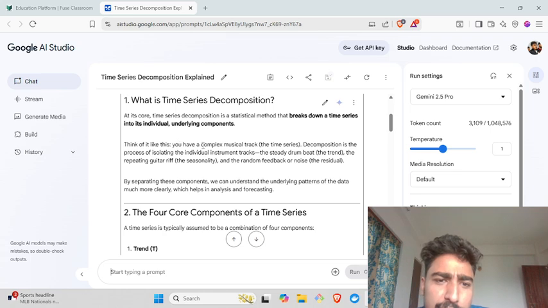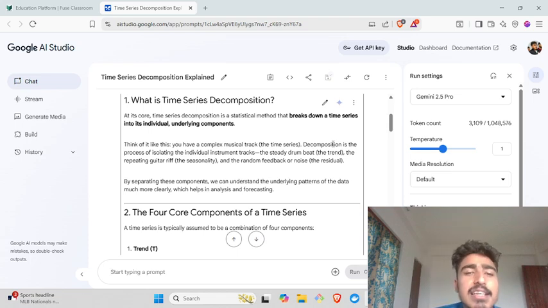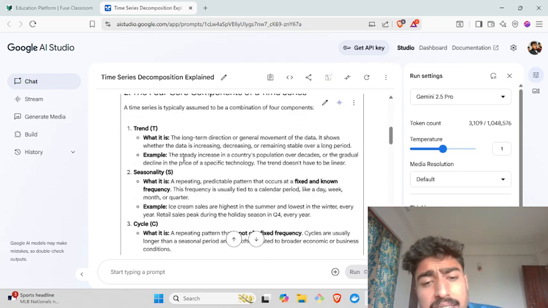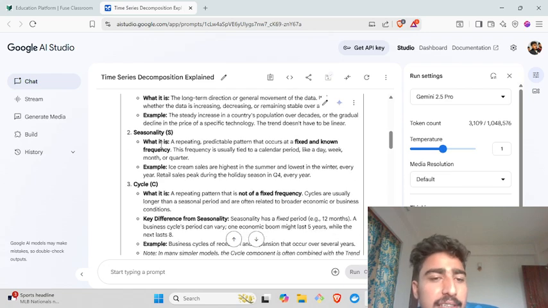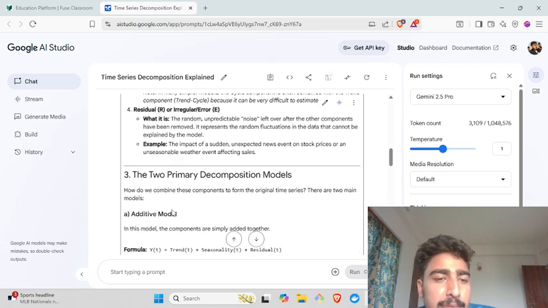Think of it like you have a complex musical track. Time series decomposition is the process of isolating the individual instrument tracks, like the steady drum beat, the trend, and the repeating guitar, the seasonality, and the random feedback or noise, the residuals. Here we have included all the components of the time series.